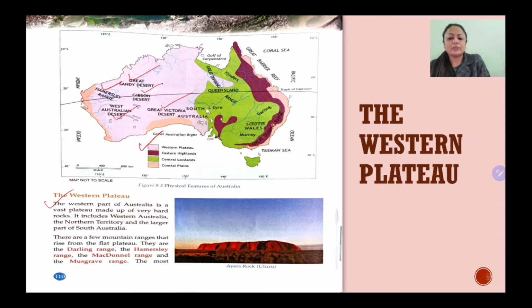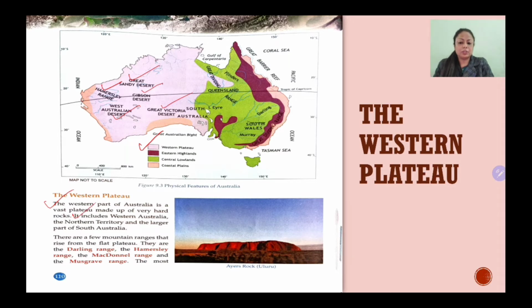The Western Plateau of Australia is a vast plateau made up of very hard rocks. So definitely all the plateaus of the world, they are made up of very hard crystalline rock, and they are very much durable. By this I mean that they are not easily eroded. They are not prone to erosion.